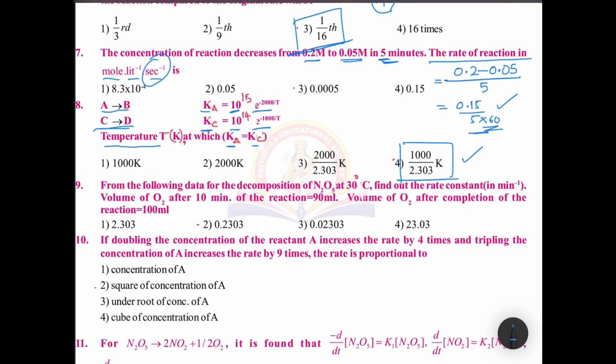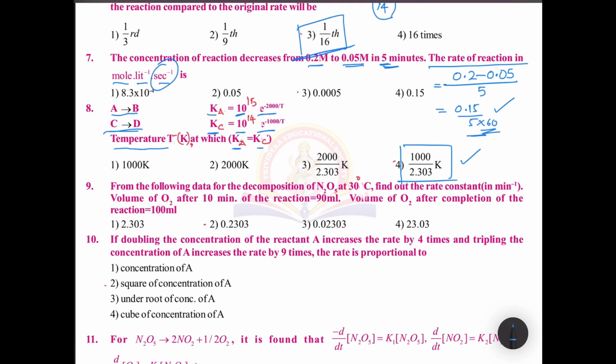From the following data, for the decomposition of N2O5 at 30 degrees Celsius, find out the rate constant in minutes inverse. Volume of O2 after 10 minutes of the reaction is 90 ml, volume of O2 after completion of the reaction is 100 ml. I don't think this is the right one because rate constant units are in minute inverse, which means it is a first order reaction. First order reactions should not go for completion. But he made it very simple.